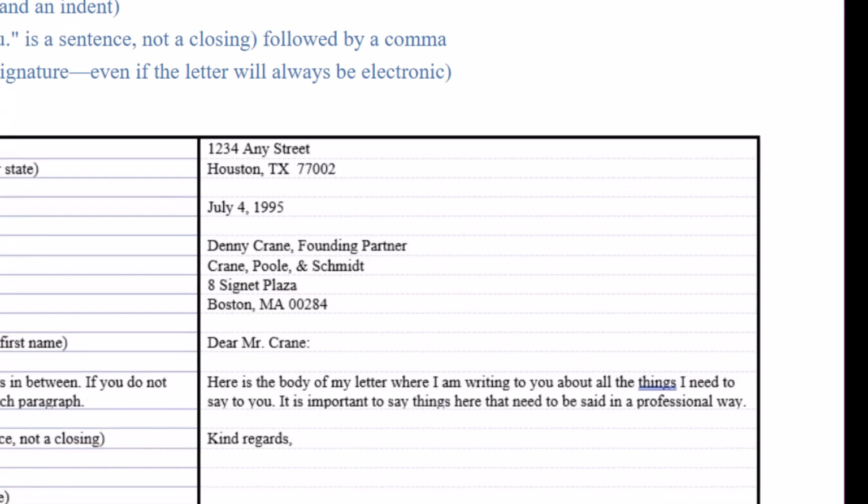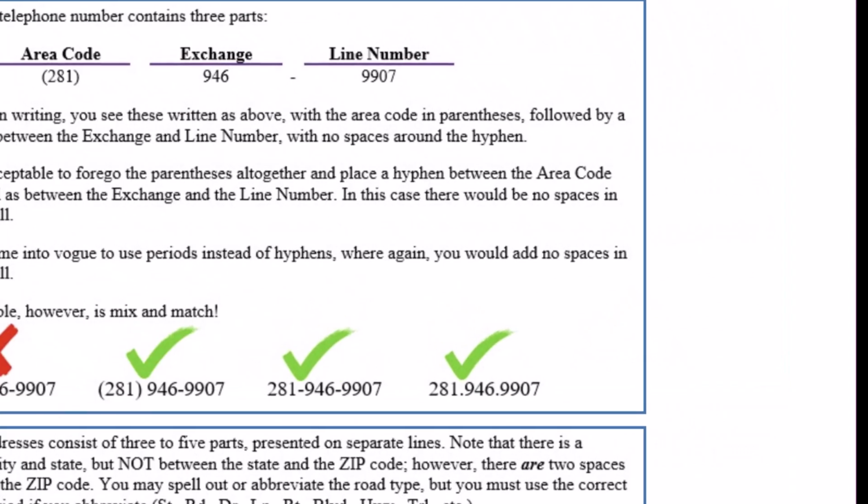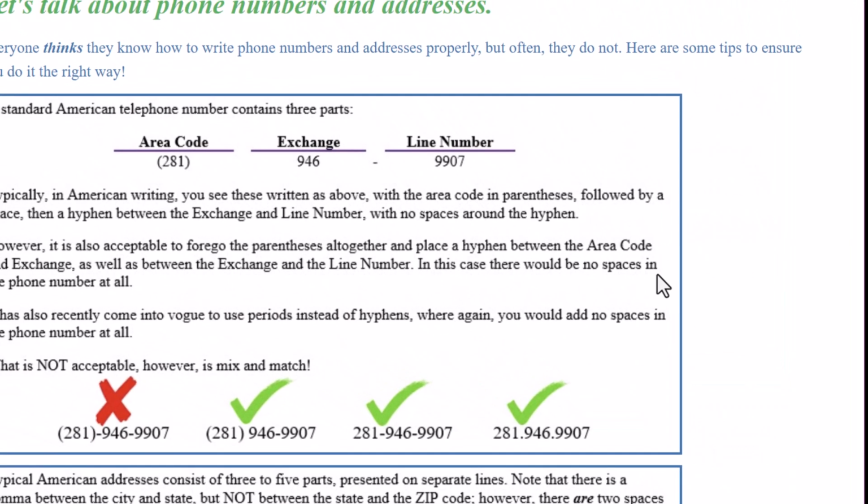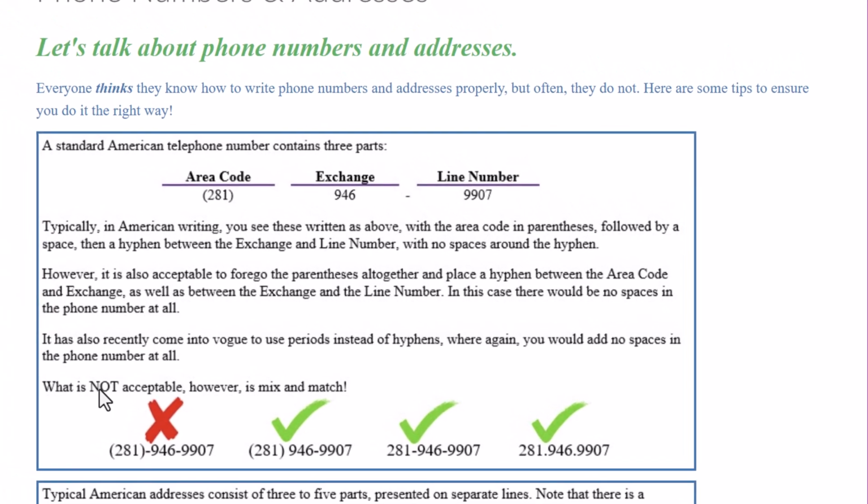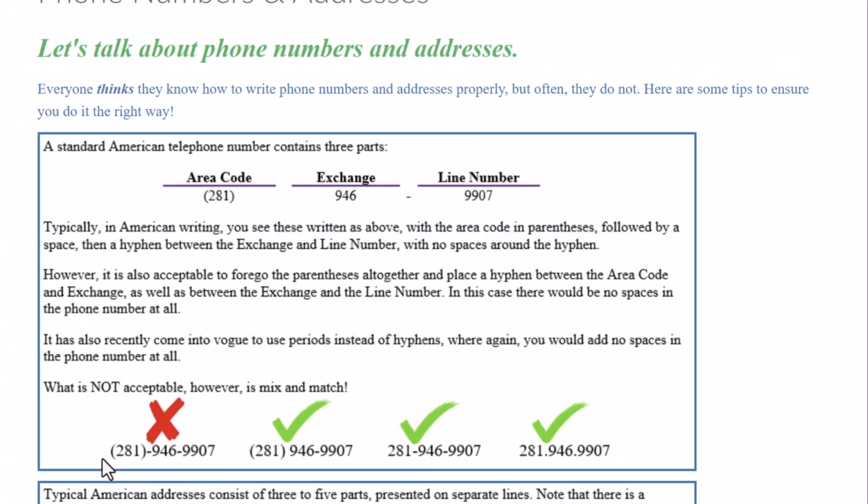Similarly, with phone numbers, most people think that they know how to write a phone number until they write it incorrectly. I've seen lately several people who will write it with parentheses around the area code and a hyphen between the area code and the exchange. That is not appropriate. You can put parentheses around the area code and a space. You can put hyphens in all places with no parentheses, or you can put periods in all places with no parentheses. Any of these are correct, but this one with both is incorrect, so don't make that mistake.